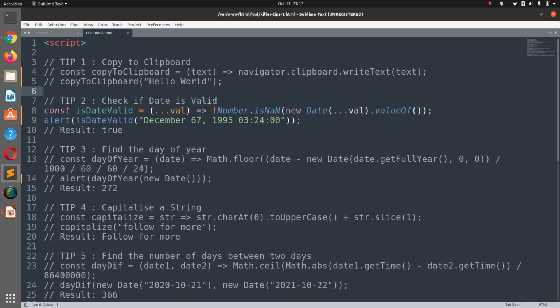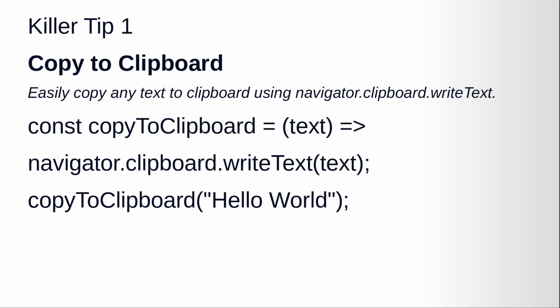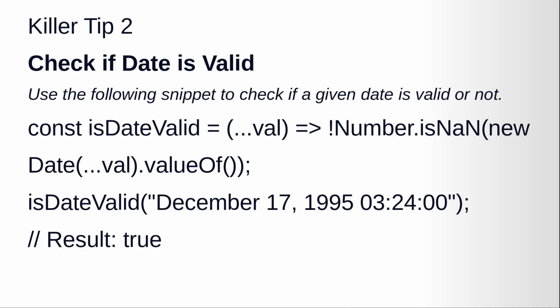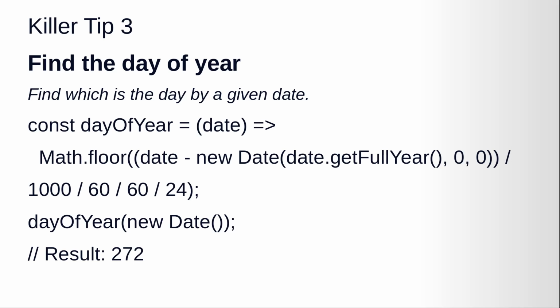So this is also a one-liner function and it returns if the date is valid or not. This is killer tip number 2. So you can use this following snippet to check if a given date is valid or not. Let's move on to killer tip 3.